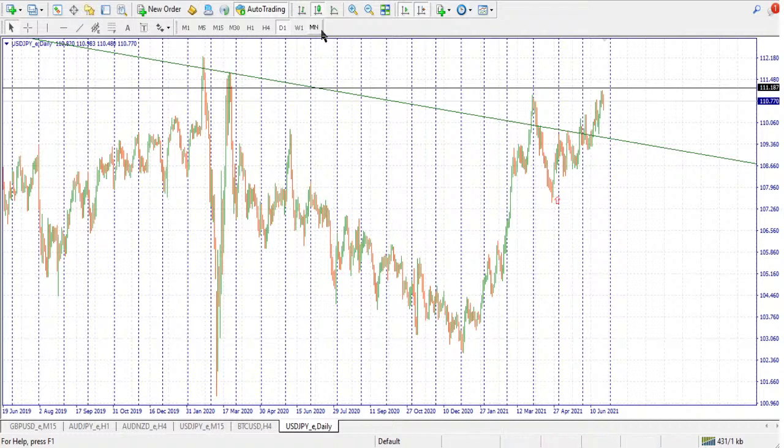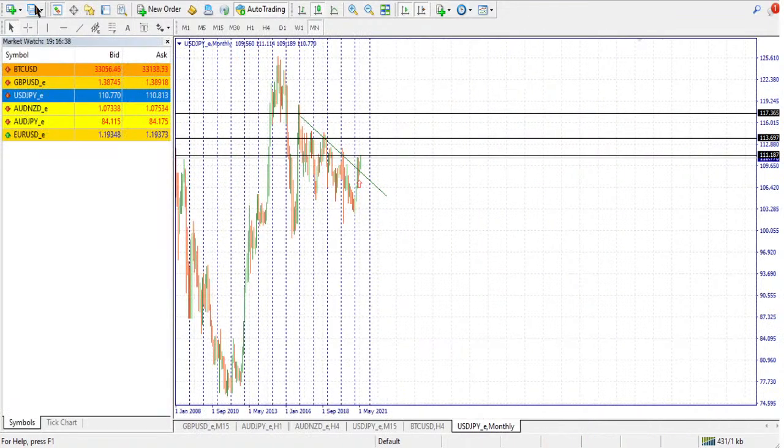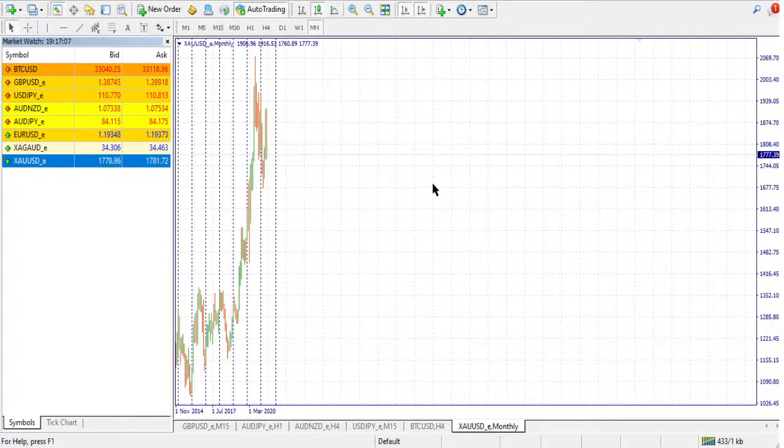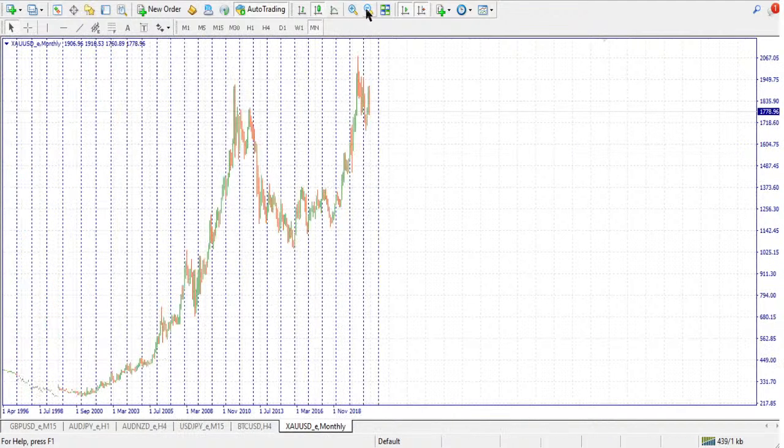The other chart which I want us to look at, I'd like us to look at gold. XAUUSD. That is gold. So I want us to look at gold. Let's see what we expect to be happening on gold.